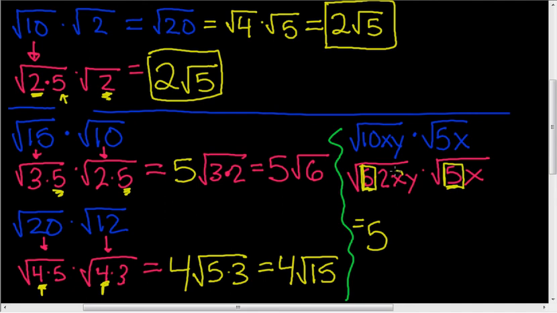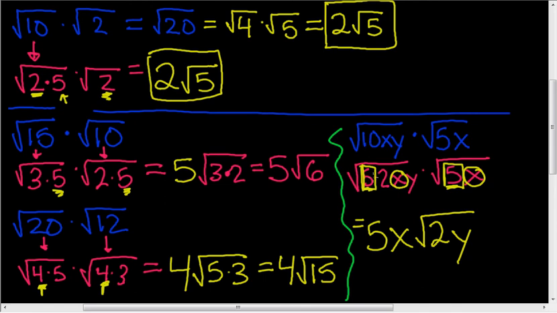They also have an x. Well, a pair of x's will come out of a square root as just a single x. And what's left over? There's a 2. There's nothing else. There's no other pair of 2 to go with it, so the 2's got to stay. There's y is stuck in there. There's nothing else for him. So that's it. We're done. The square root of 10xy times the square root of 5x is 5x times the square root of 2y.